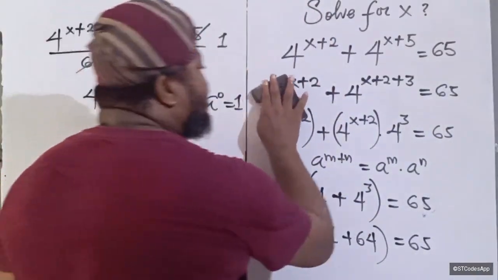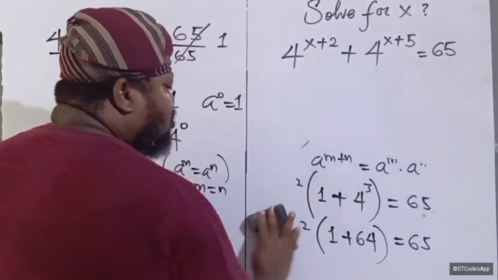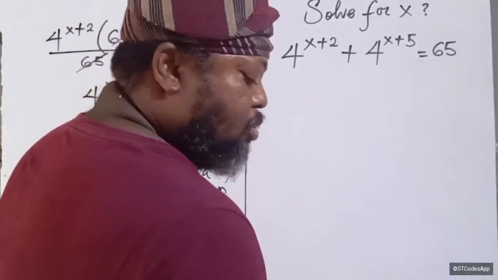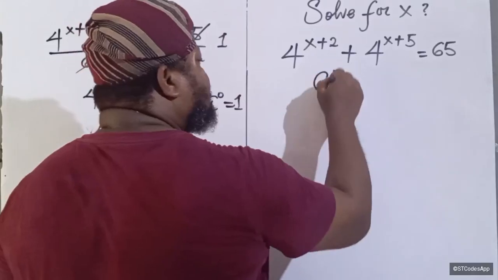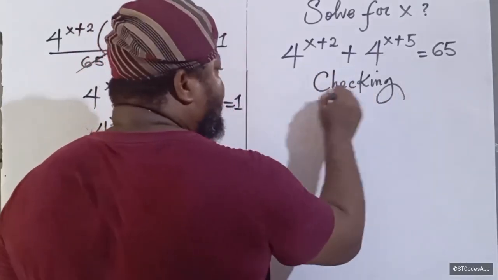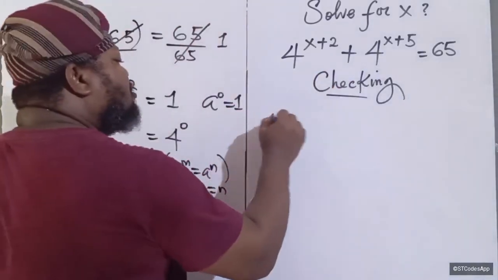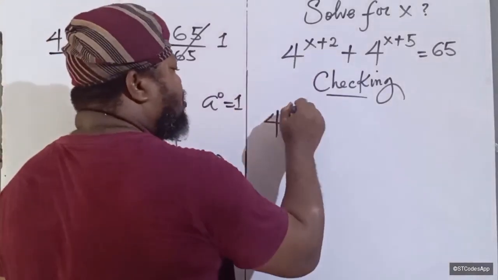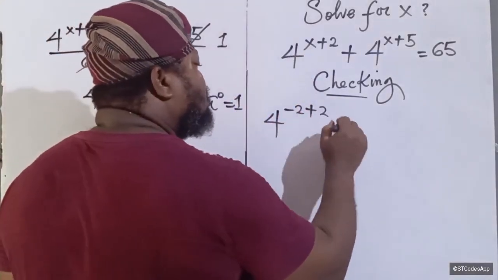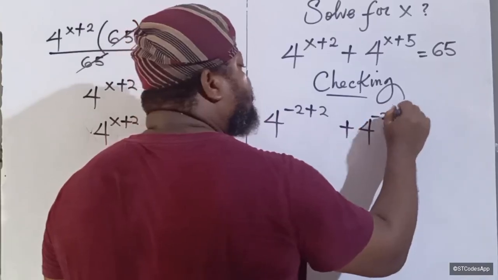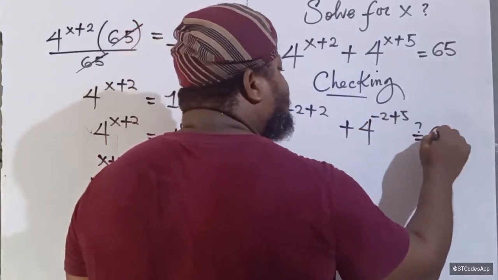Let's check if it's actually correct or not. Checking our solution to know if it is correct or just an assumption. So when I have 4 to the power of x, with x as minus 2, put it here: minus 2 plus 2, then plus 4 to the power of minus 2 plus 5. Is it equal to 65?